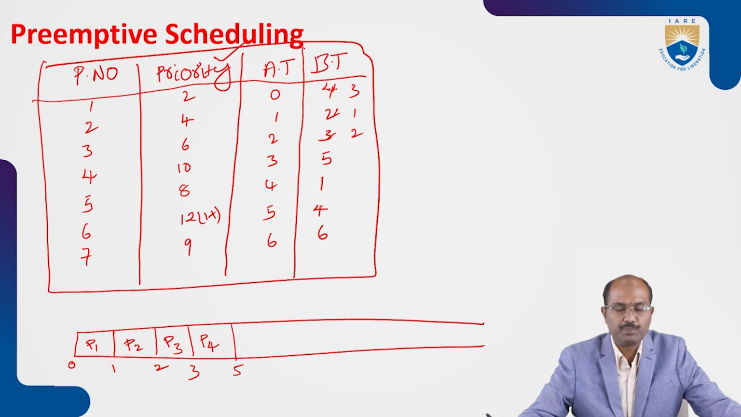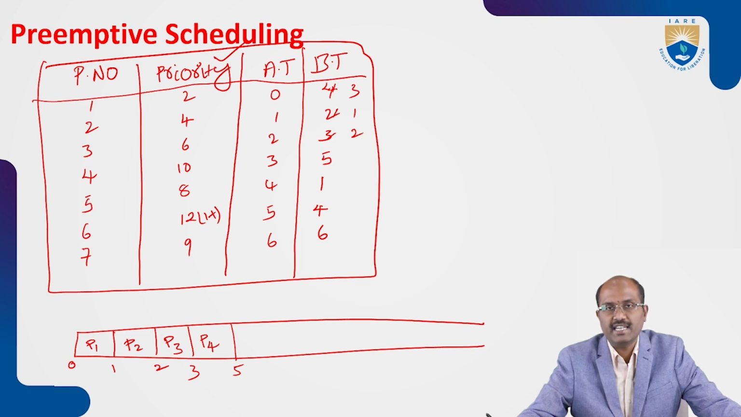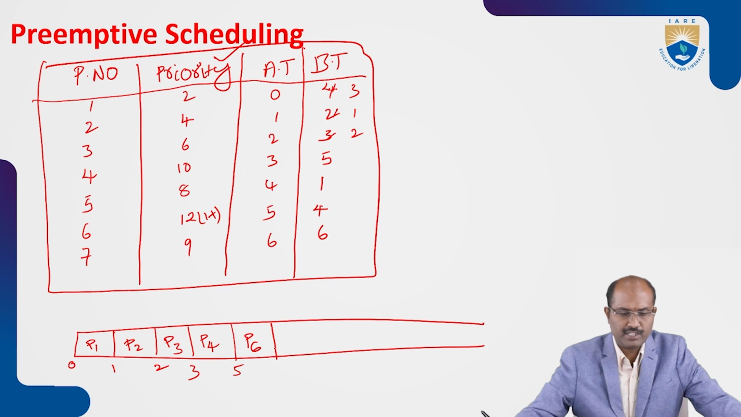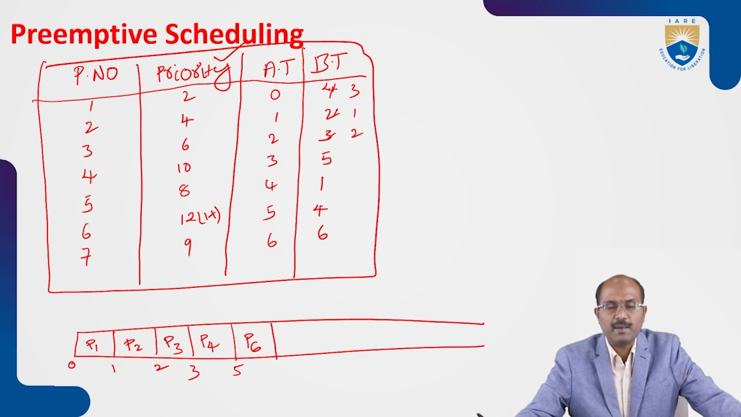At the fifth unit of time, which process is going to be executed next? That is the very important point to notice here. After 5 units of time, the highest priority is 12. So at the fifth unit of time, P6 enters the CPU and executes. P6's burst time is 4 units of time.